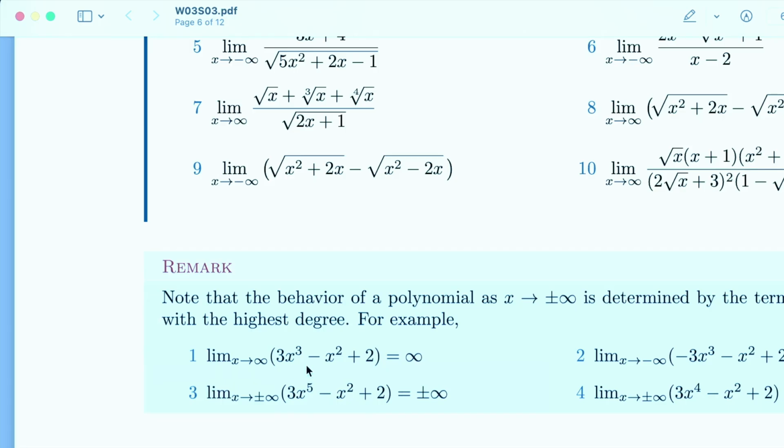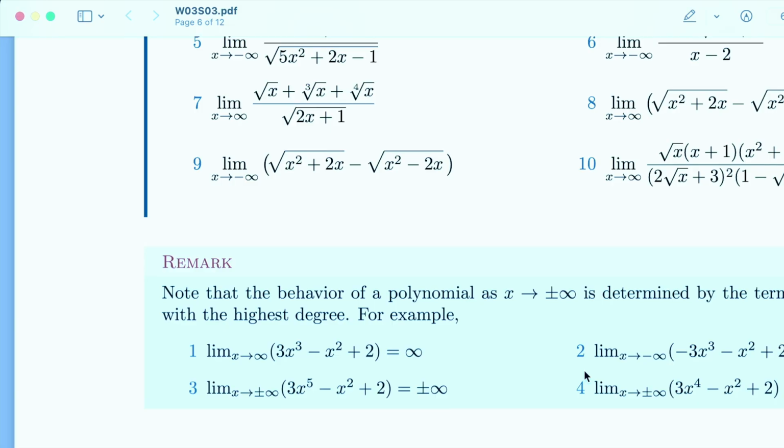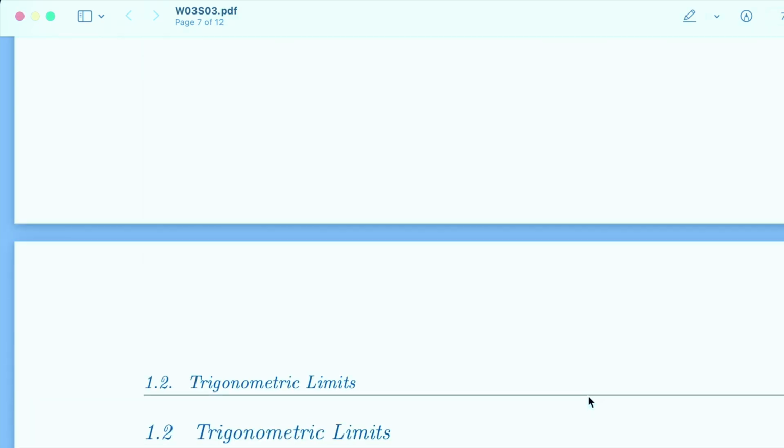For example, here I told you that if you want to find the limit of a polynomial, the dominant term is the term with the highest degree. So you can ignore these. You just keep this 3x to the power of 3, and you can ignore the rest. And when x goes to infinity, 3x cubed becomes infinity. Yes? So please read this remark yourself. I'm sure that you understand how it works.